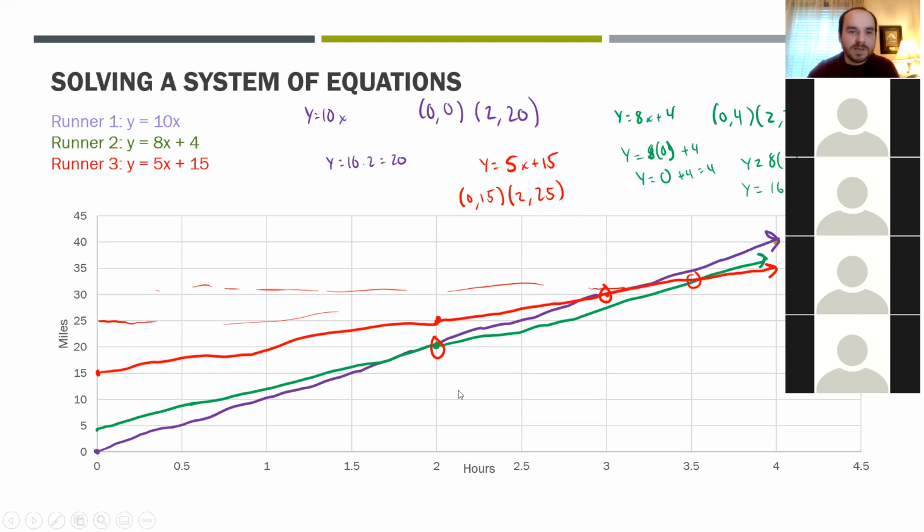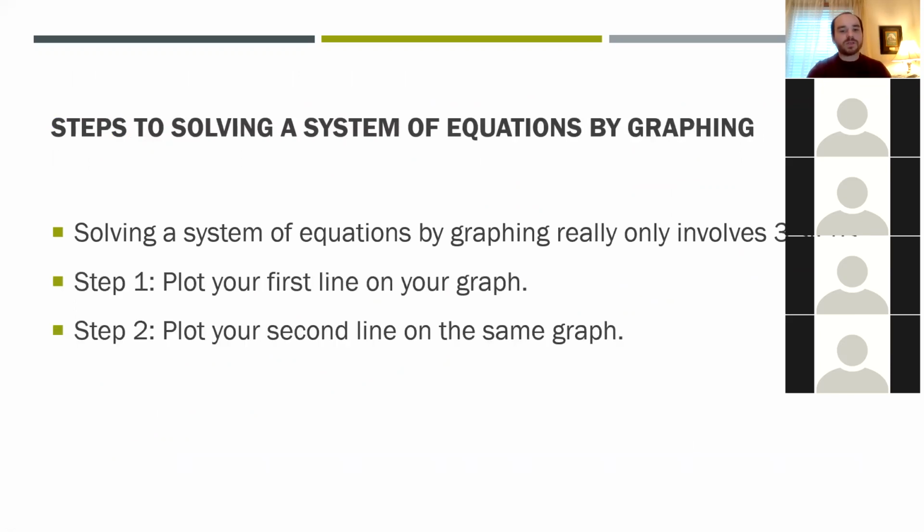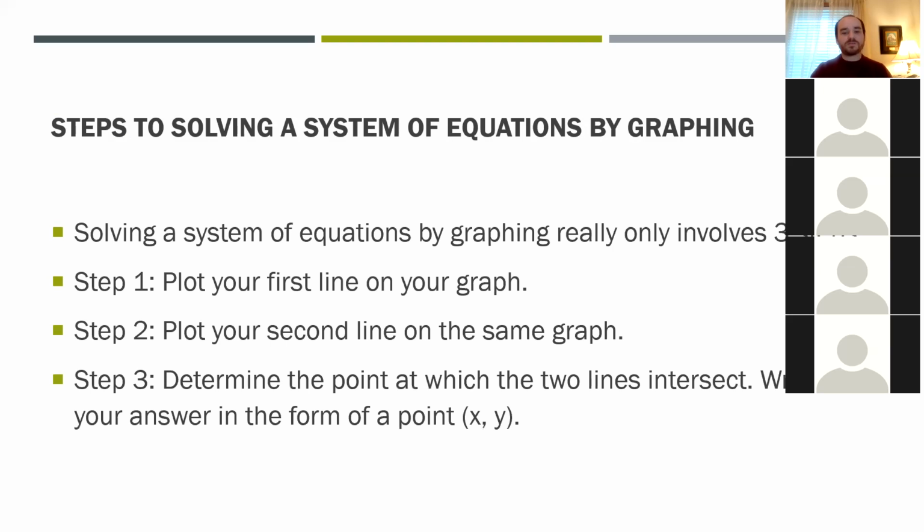So now on this next page, this is where you guys want to start actually writing some notes down. So this is the steps to solving a system of equations. Doing this by graphing really only has 3 steps. The first step is to plot your first line on the graph. Now, obviously, we know that plotting a line has more steps than just plotting it. You're going to have to actually solve for points and draw the lines and stuff, but you already have notes on how to do that.